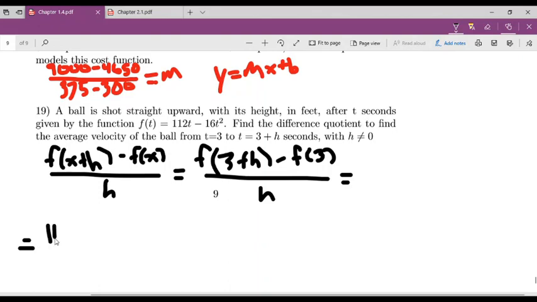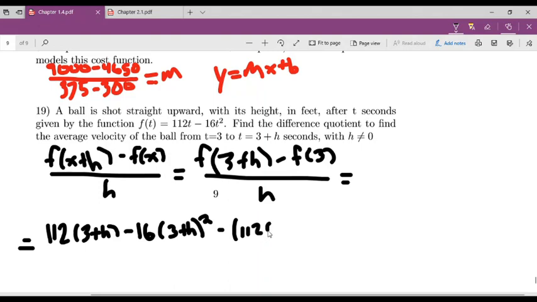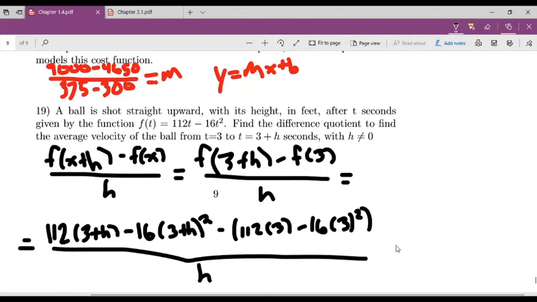Okay, you're going to do 112 times 3 plus h minus 16 times 3 plus h squared, which you'll wind up having to FOIL out, minus parentheses 112 times 3 minus 16 times 3 squared, all over your h. Okay, now this takes a good bit of simplifying.